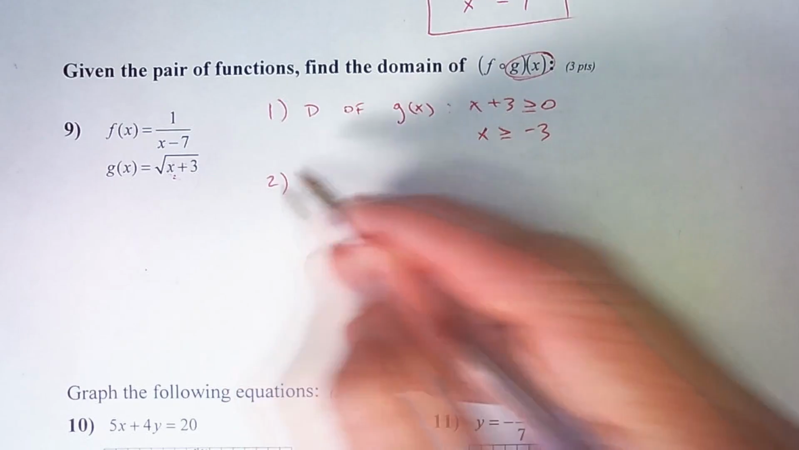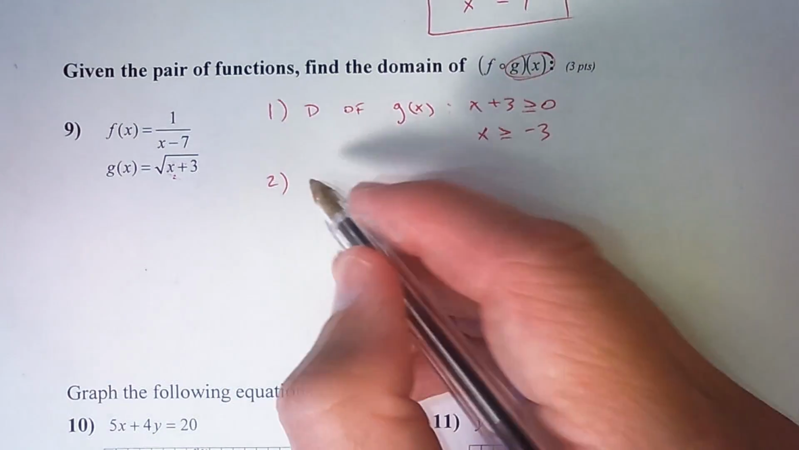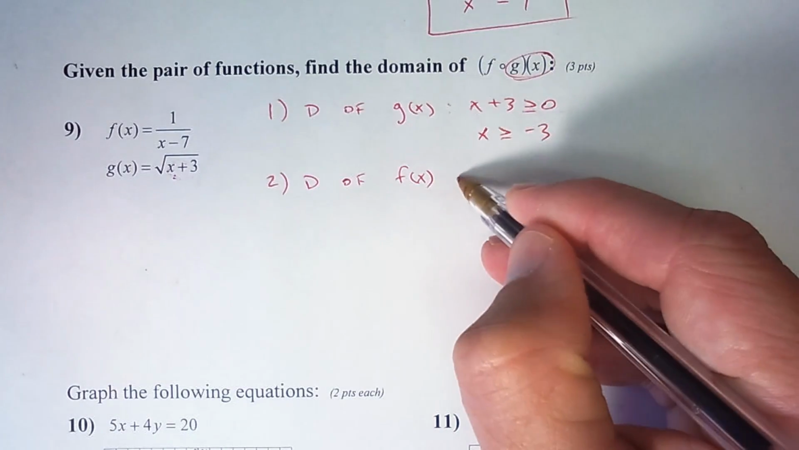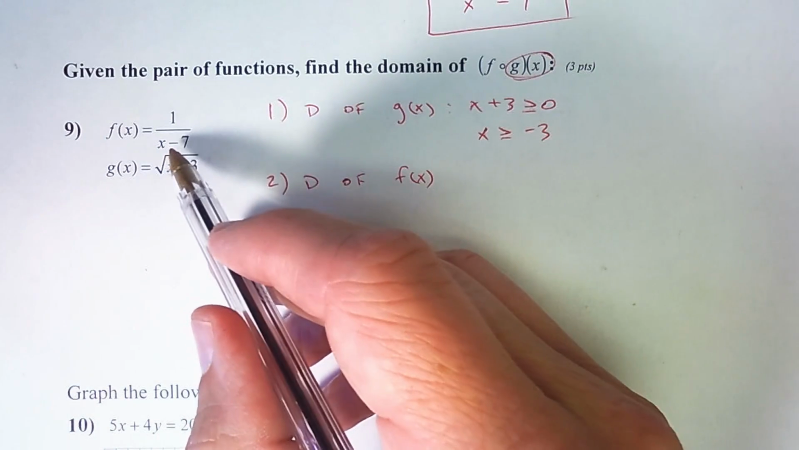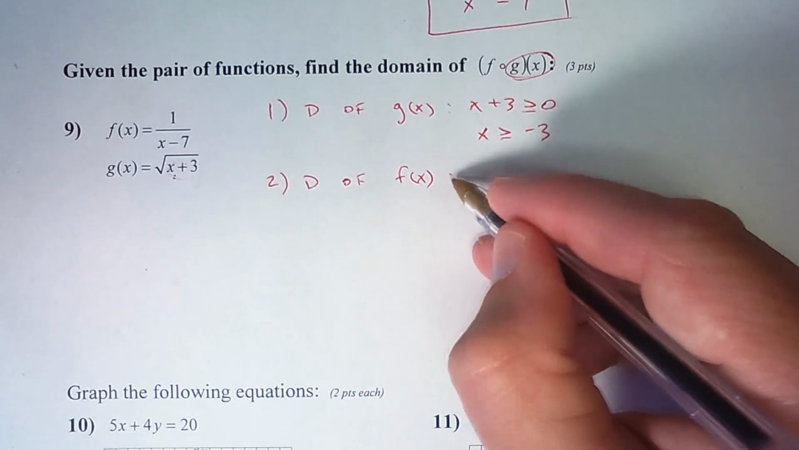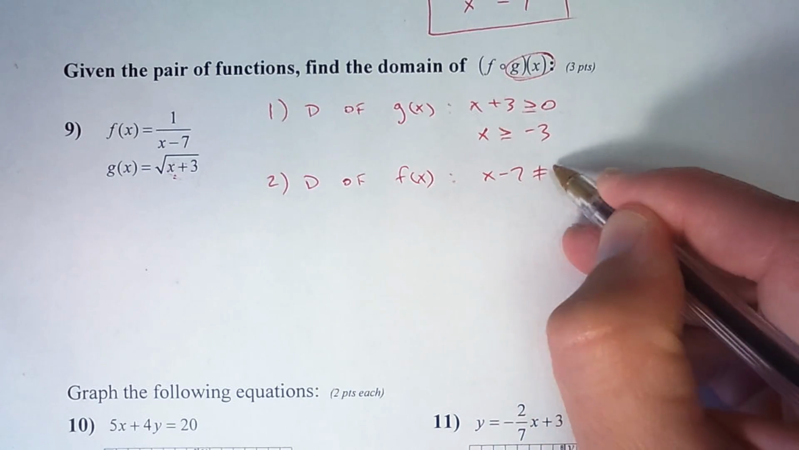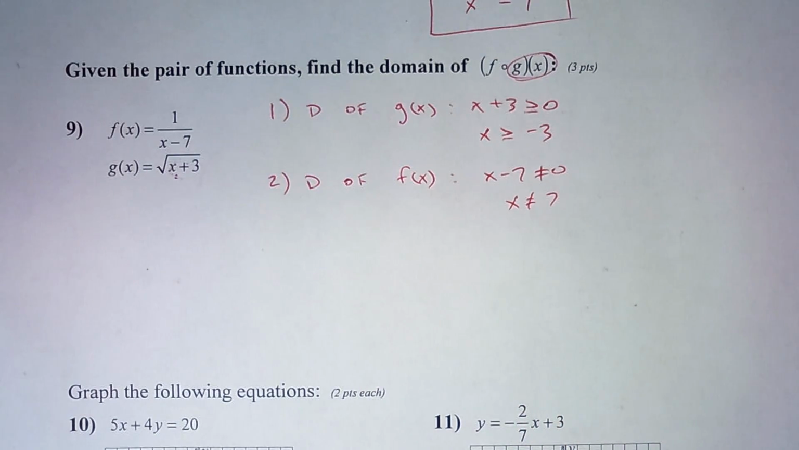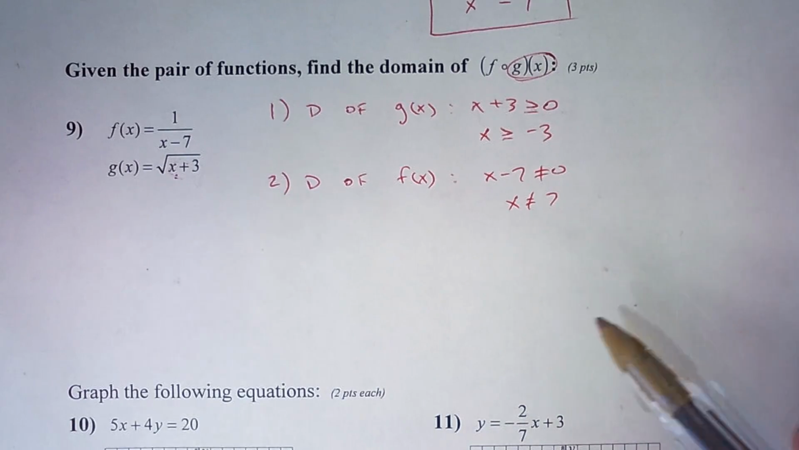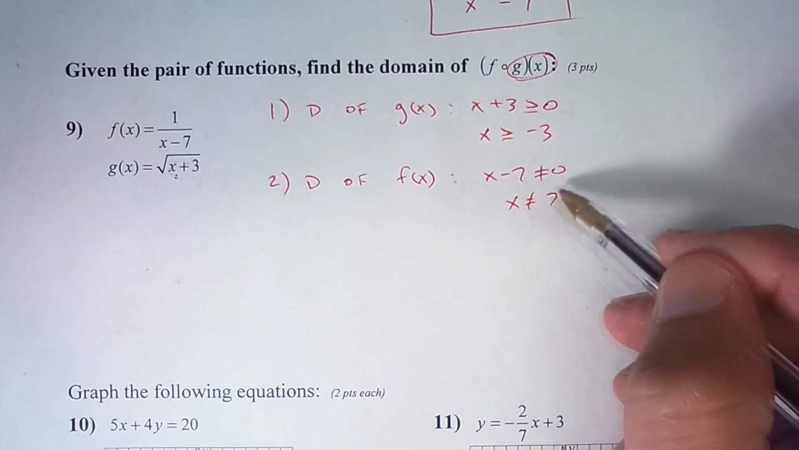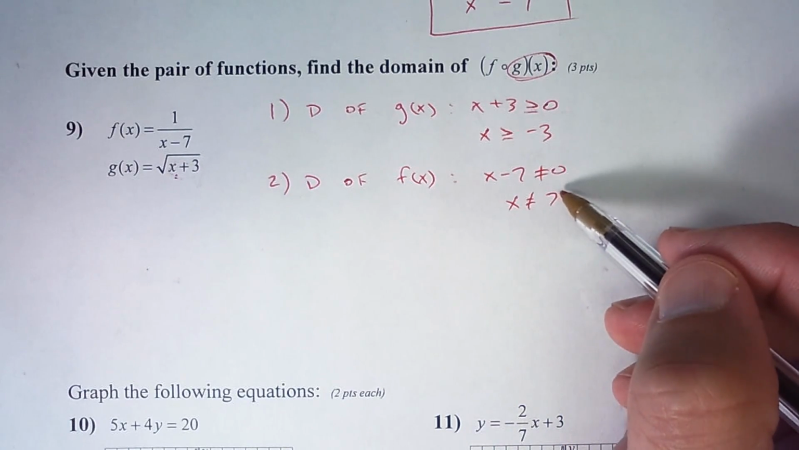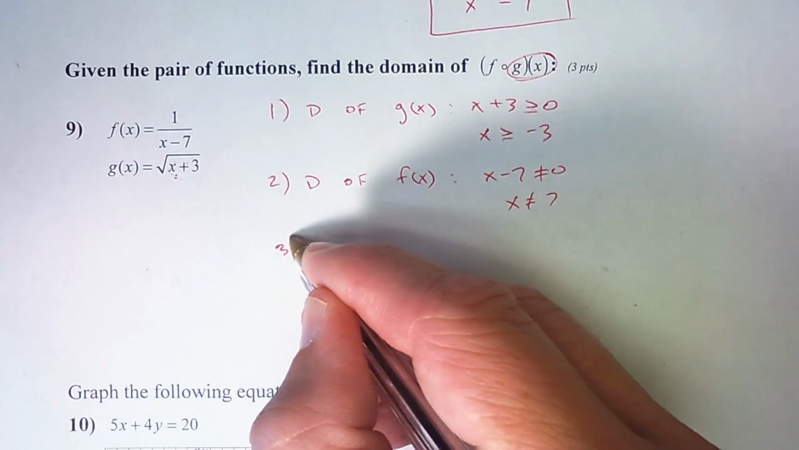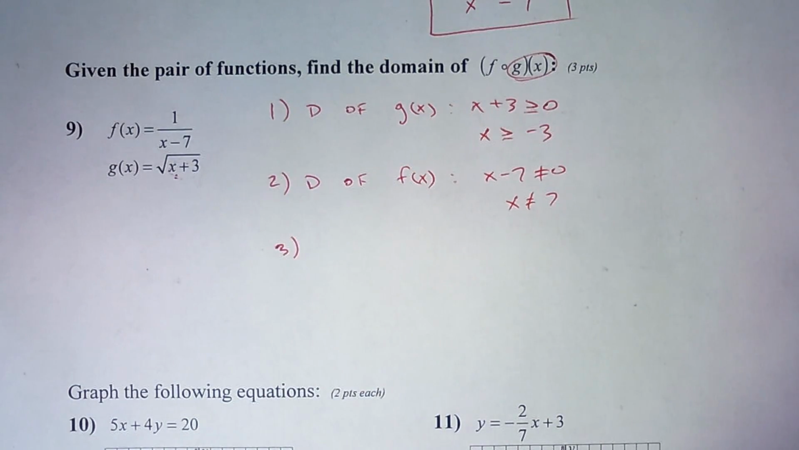Step 2, I will find the domain of the outer function, the domain of f of x. I see a denominator, and a denominator cannot equal 0, so x cannot equal 7. When I get all reals here, then I would be done. However, I did not get all reals, so I need to go on to step 3, and I'm going to steal from a couple different spots.